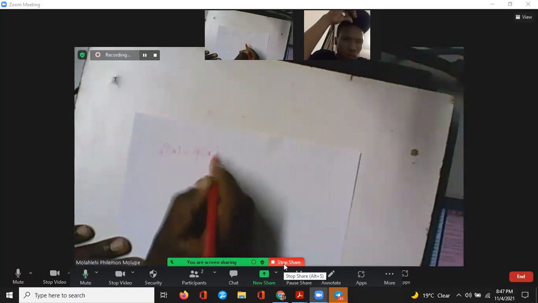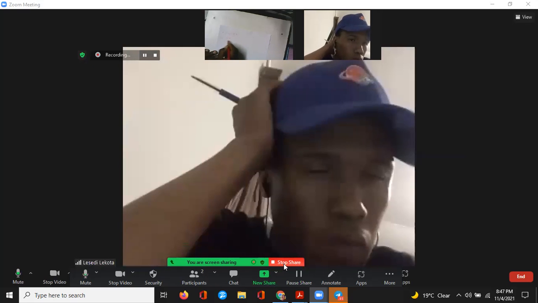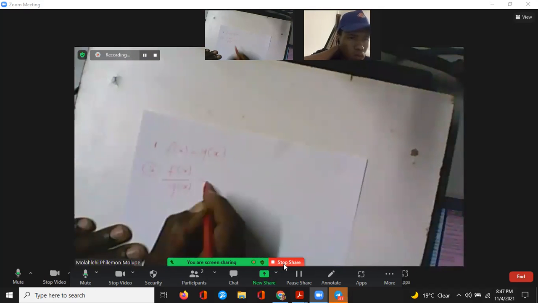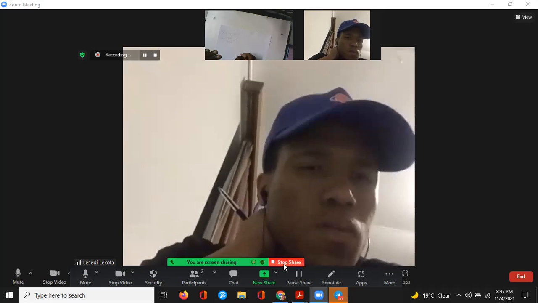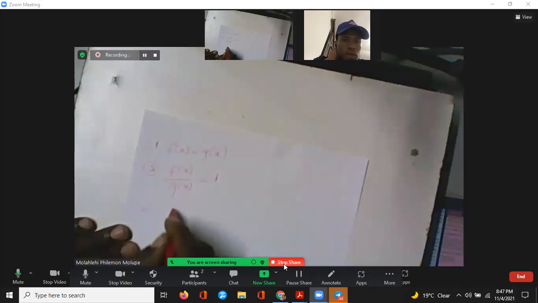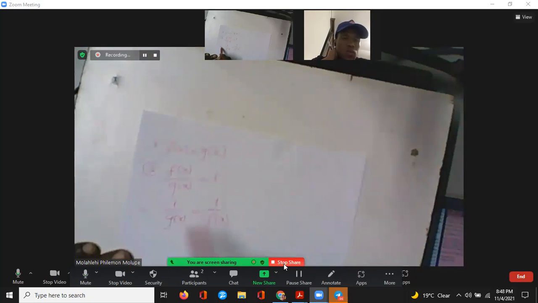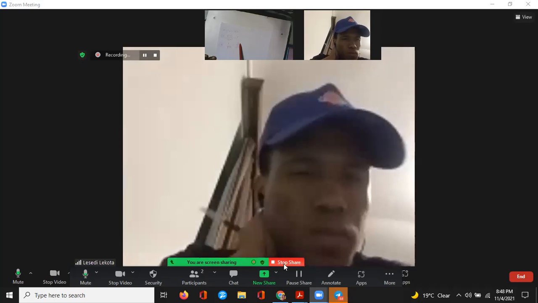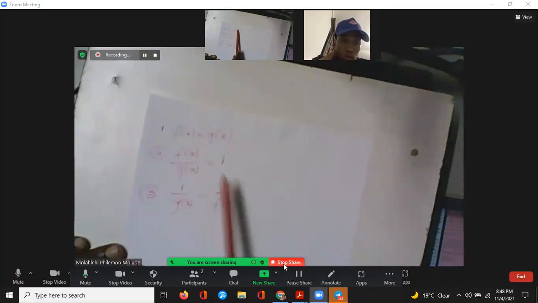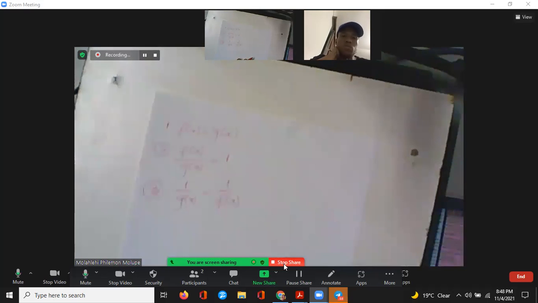f at x is equal to g at x. Or f at x over g at x is equal to 1. Or 1 over g at x is equal to 1 over f at x. These are the three ways. Then we do cross multiplication. Cross multiply, you get that. Cross multiply, you get the first. They all boil down to step number one. These are the three ways.